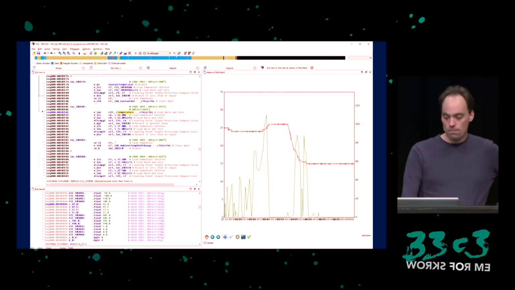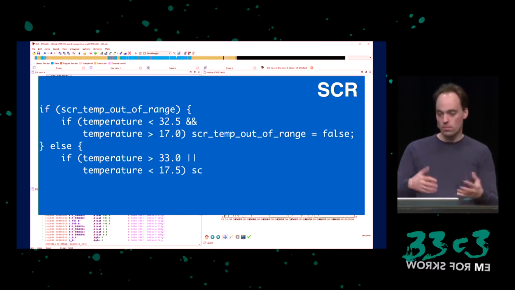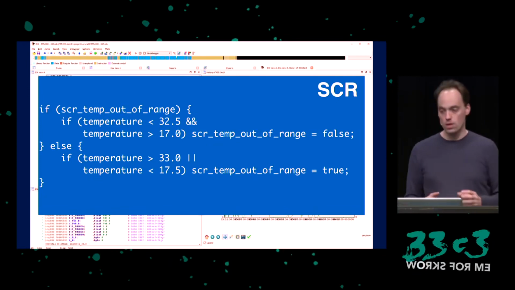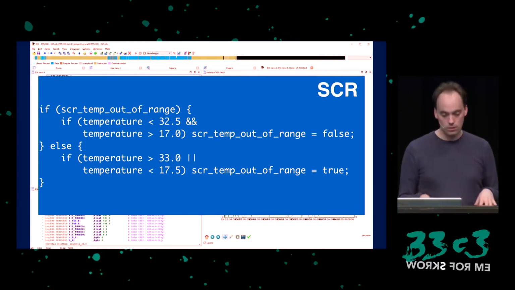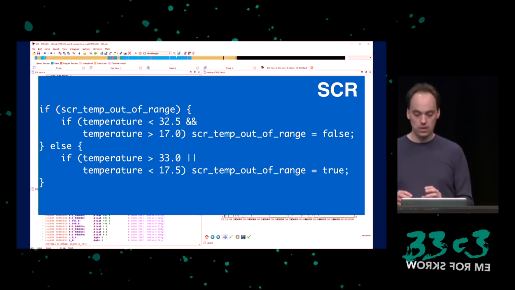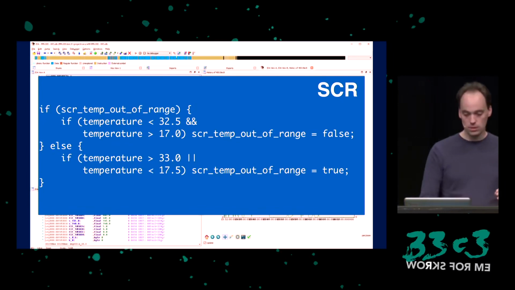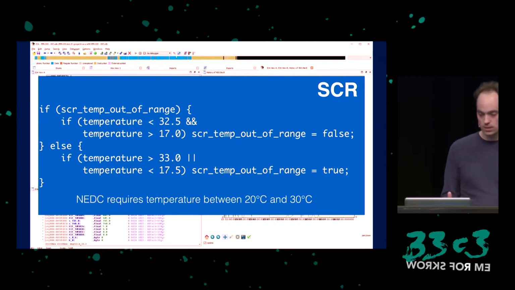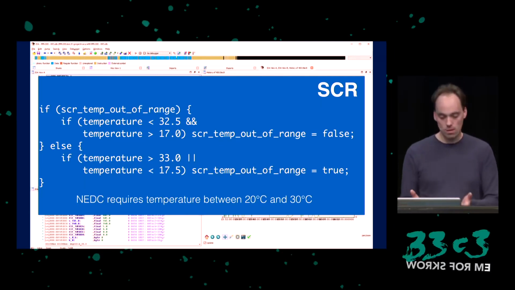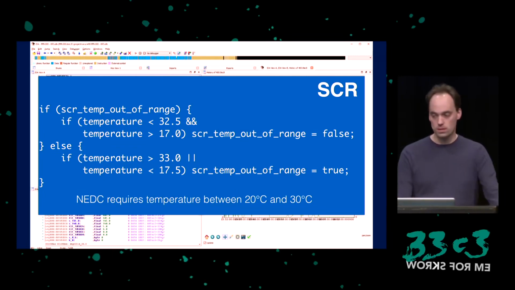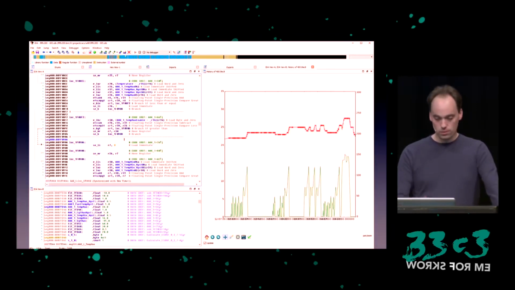So the first thing, or one of the first things I found, was basically something that resembles this. So there was something that looked at the ambient temperature, and this basically checks for range, right? This was for controlling the SCR system. And it's interesting to know that the NEDC requires the temperature between 20 and 30 degrees Celsius. And this is right centered around this when they check from 17.5 to 33 degrees Celsius. But this was, of course, nothing new.